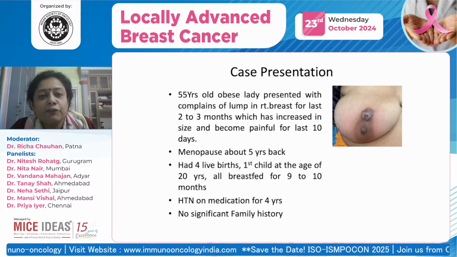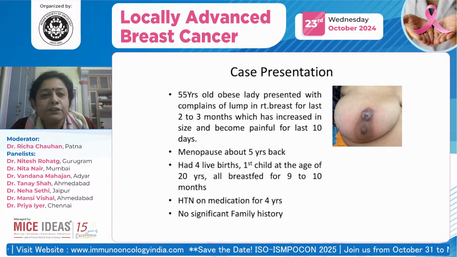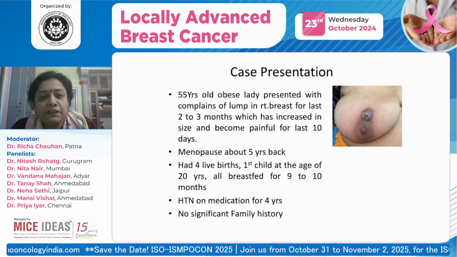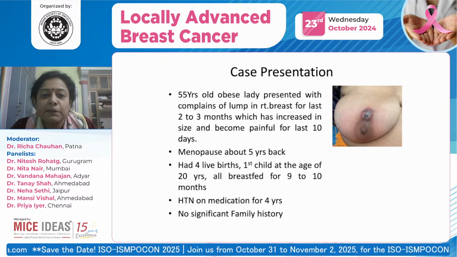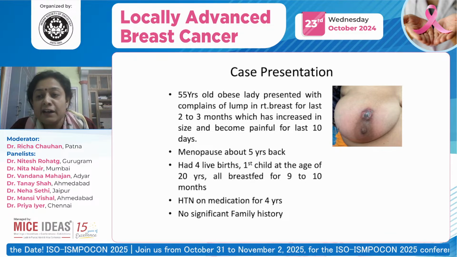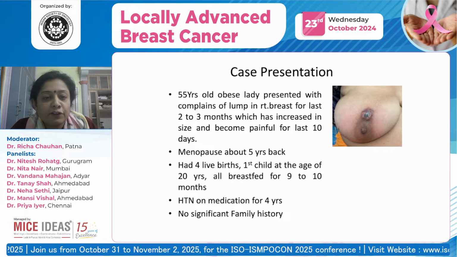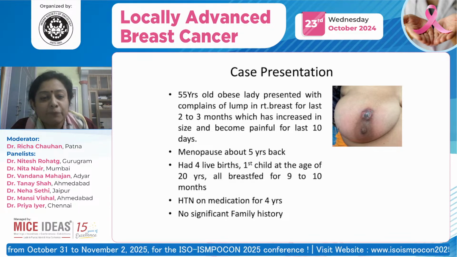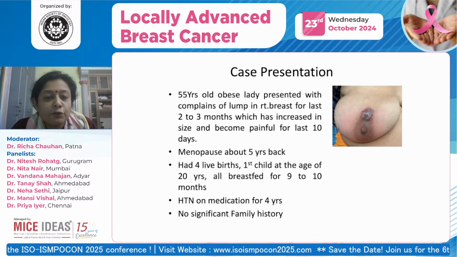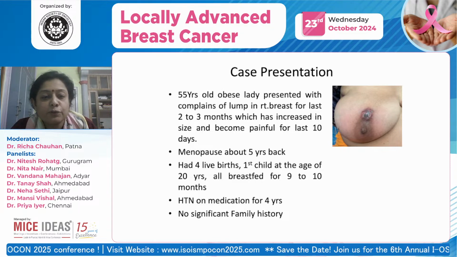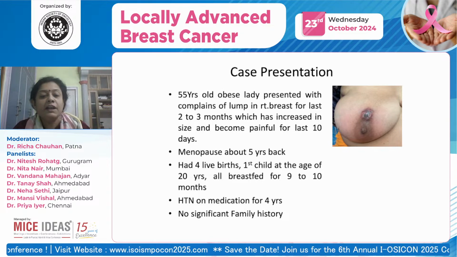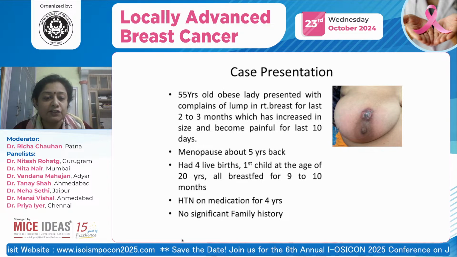She is a 55-year-old obese lady who presented with complaints of lump in right breast for the last 2 to 3 months, and that has increased in size and become painful for the last 10 days. And that is why she reported to our center. She had menopause 5 years back, had 4 live births. All the children were breastfed for at least 9 to 10 months. Only significant history is a history of hypertension, for which she is on medication for the last 4 years, and there is no significant family history.